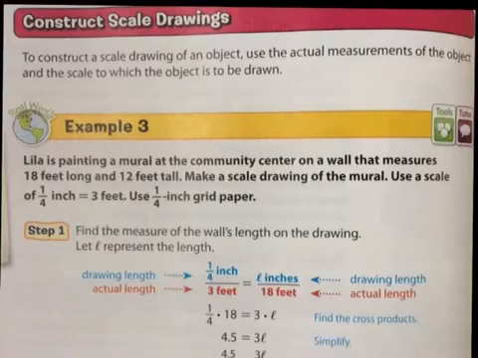Okay, so how do we apply this to scales? To construct a scale drawing of an object, use the actual measurements of the object and the scale to which the object is to be drawn. So we're going to use the actual measurement and then a scale. Are we going to make it half the size? Are we going to make it 1/8 of the size? And so on, so that you can make the scale size.